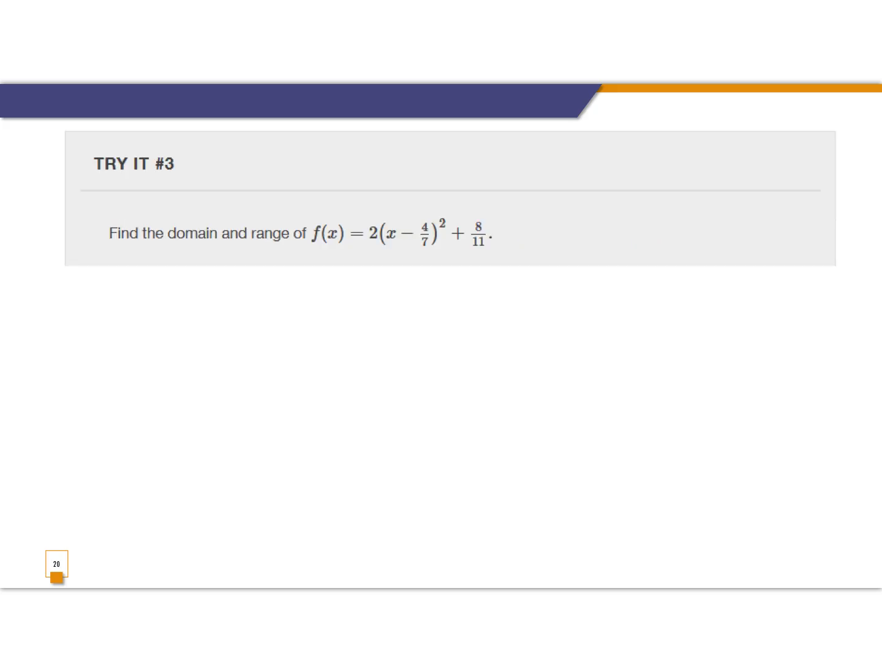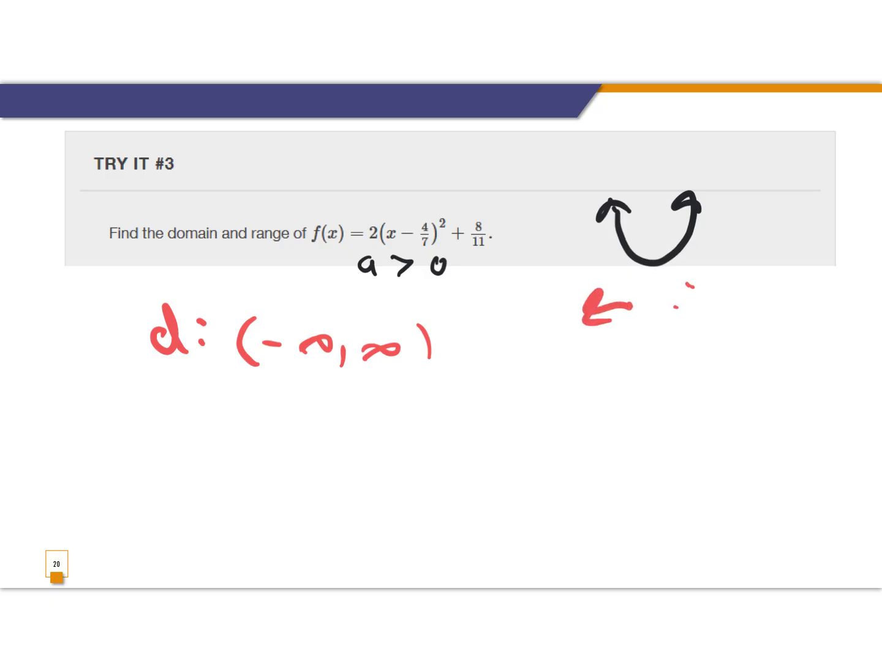Try another one. Okay, this one is asking us to find the domain and range. And guess what? I know the a value is a positive number, so that's greater than 0. Therefore, it opens up. So this time my domain, guess what? Is still negative infinity to infinity. It's always negative infinity to infinity. It always goes to the left forever and the right forever. It just keeps going up, up, up. You know, it just keeps going.